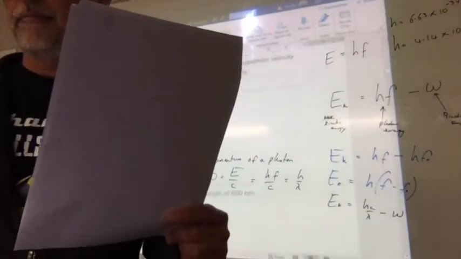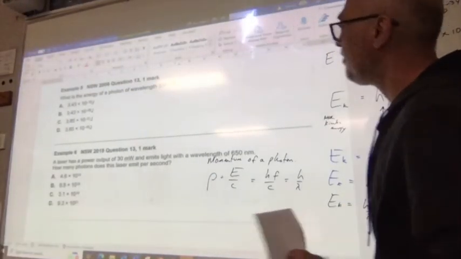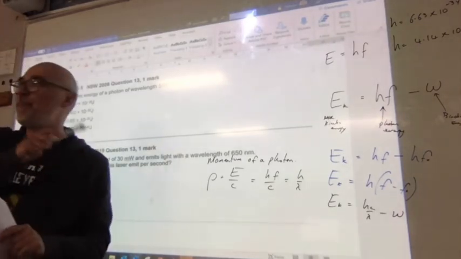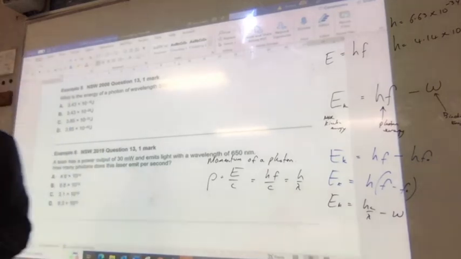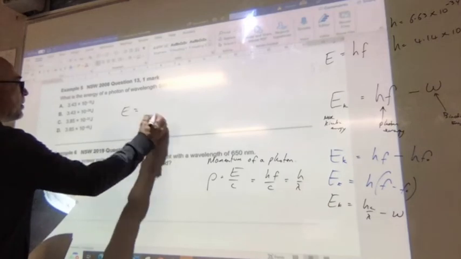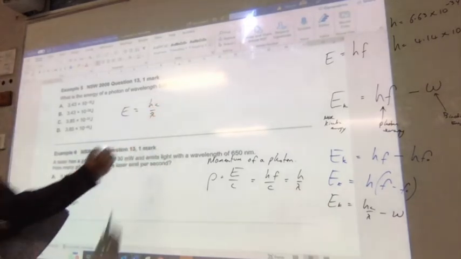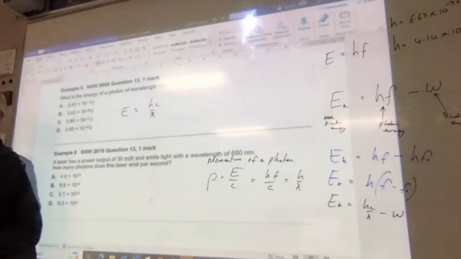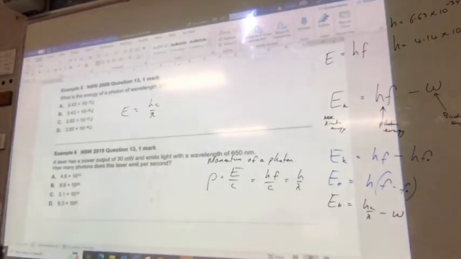Example 5. What is the energy of a photon of wavelength 580 nanometers? Again, simple little calculations that people still love getting wrong. Okay, so what's the formula? What formula are we using? E equals hc over lambda. Now, people still to this day look at the nanometers and use it as frequency, or vice versa. You've got to be careful. You cannot use nanometers and frequency interchangeably. They're not the same thing.